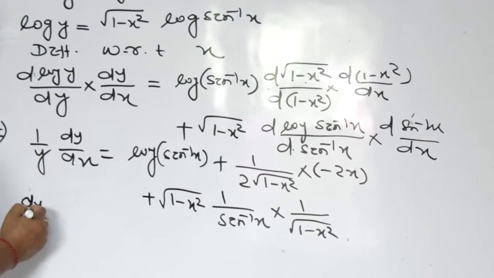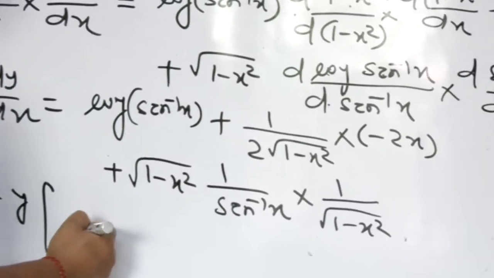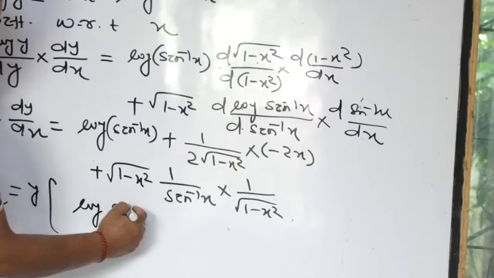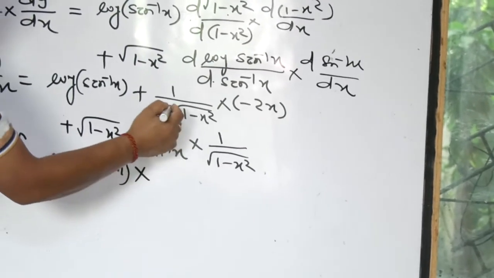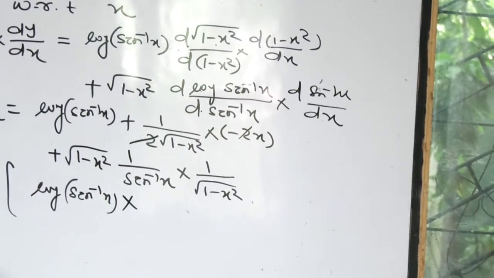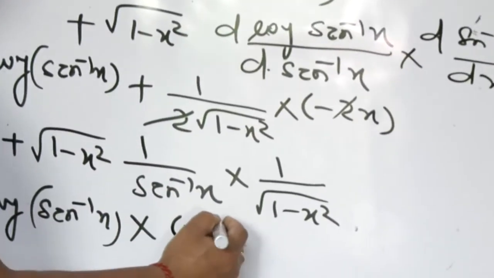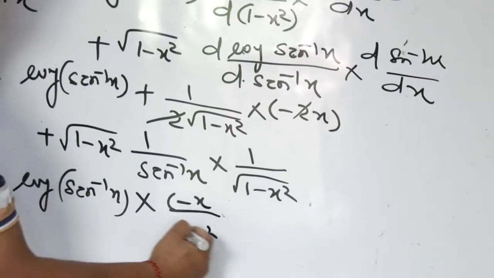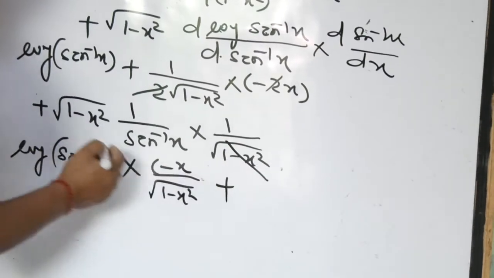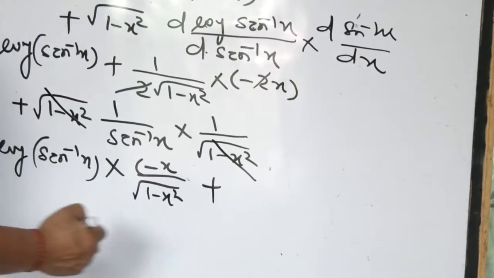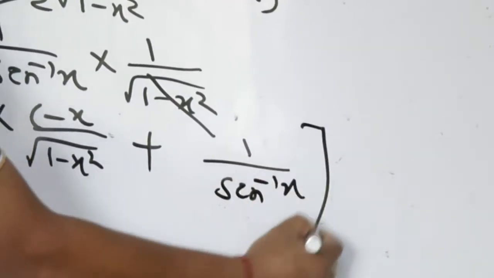Then dy by dx equals y into log sine inverse x into, here 2 cancel, log sine inverse x into minus x by root 1 minus x square, plus here root 1 minus x square cancel, 1 by sine inverse x.